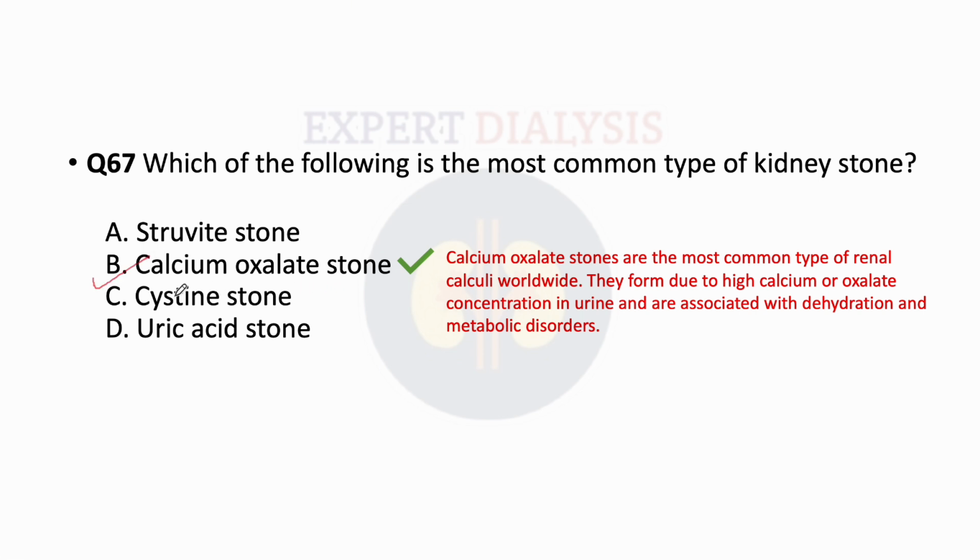This is a very important question. Calcium oxalate stones are the most common type of renal calculi worldwide. They form due to high calcium or oxalate concentration in urine and are associated with dehydration and metabolic disorders. Apart from the types of stones, they even sometimes ask about the structure of the stones. So make sure you also revise them.